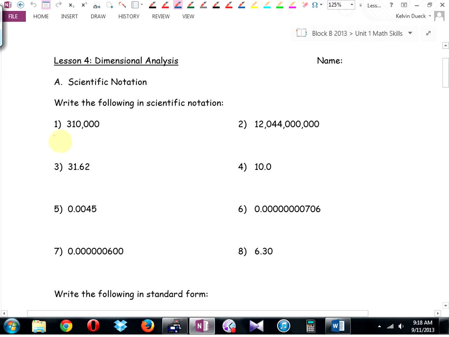Okay. How would I write this? By the way, how many sig figs is example 1 there? 2. How would I write it in scientific notation? Okay, 3.1 times 10 to the 5.